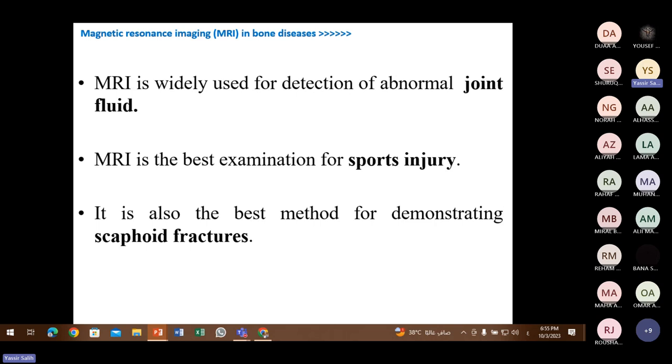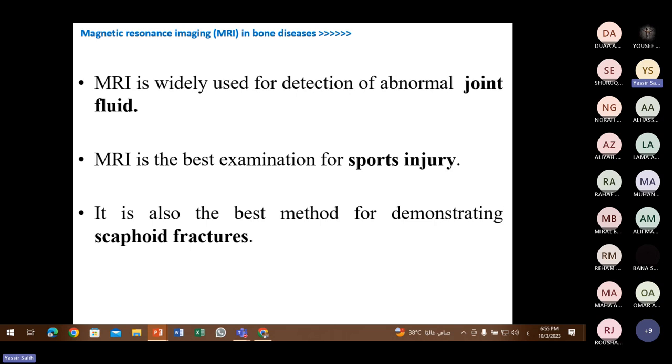And MRI is the best examination for sport injury. لذلك أي لاعب كرة صار له إصابة بنعمل assessment مثلا بالذات الليجامنت. مثلا صار له ACL, anterior cruciate ligament tear suspected يعني. MRI is the best for examination of sport injury and also for assessment of scaphoid fracture.